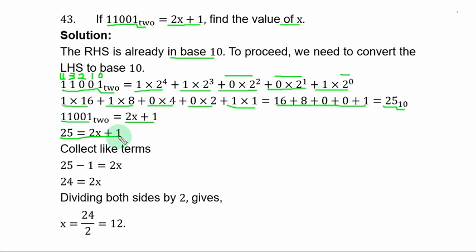So let's collect like terms. The best option here is to transfer plus 1 to the left hand side. So you have 25 minus 1 equal to 2s, and that is 24 equal to 2s. Dividing both sides by 2, the coefficient of s, gives s equal to 24 divided by 2, and that is 12. So 12 is the value of s.